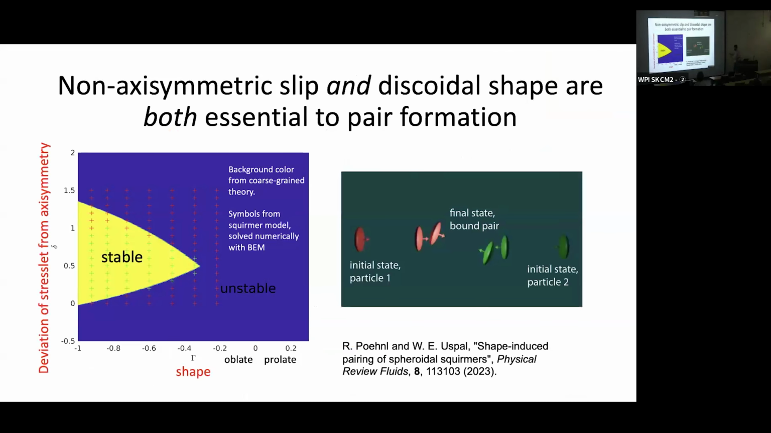And this is what we get. Actually, we have two essential ingredients to get bound pairs. We need to have a discoidal shape, so spheres won't do it, and prolate particles won't do it. They have to be discoidal, and we have to have this non-axisymmetric slip. So that's a delta parameter. They can't be axisymmetric swimmers. And we had kinetic theory that gave us this theoretical boundary in the background color. And we did BEM high resolution simulations that gave us the symbols, and they agree pretty well.